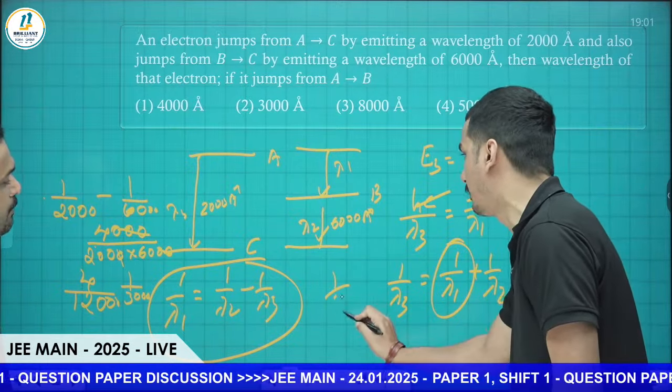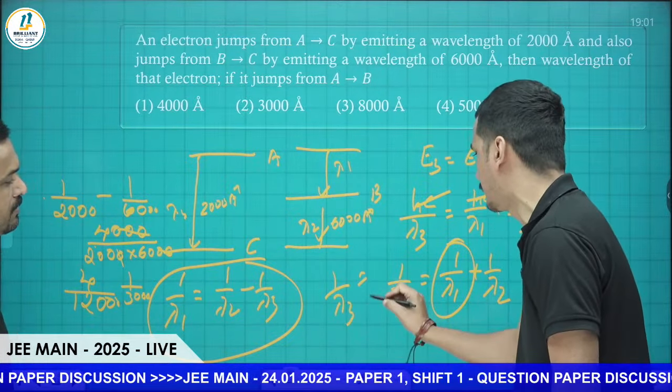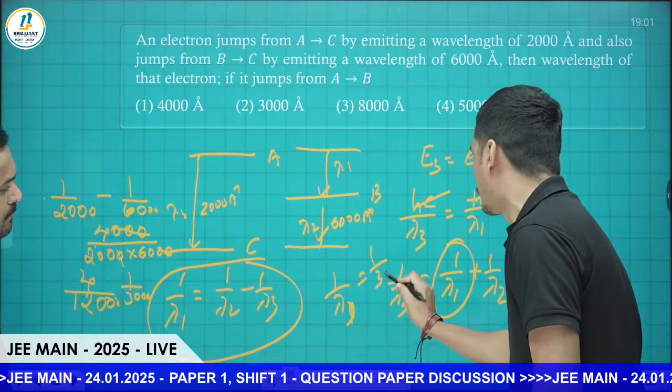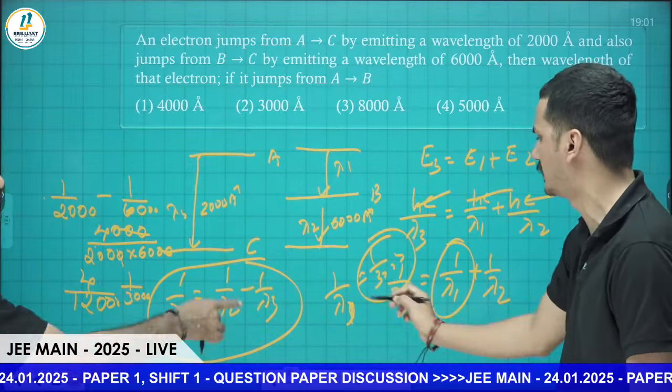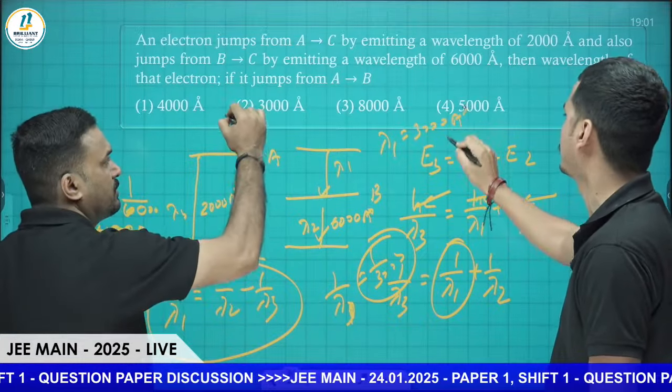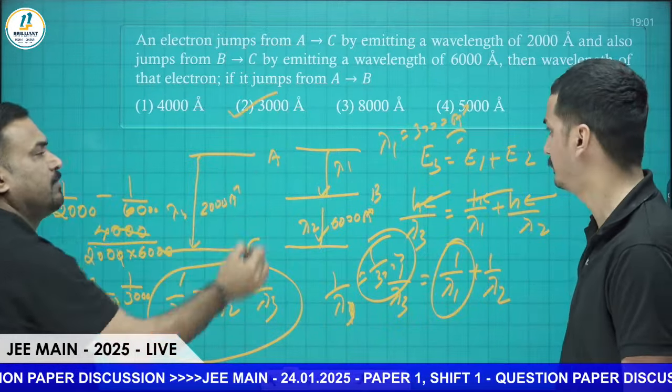So 1 by lambda 1 is equal to 1 by 3000, which means lambda 1 is equal to 3000 Angstrom. Yeah, that's it. Option 2 will come. Easy.